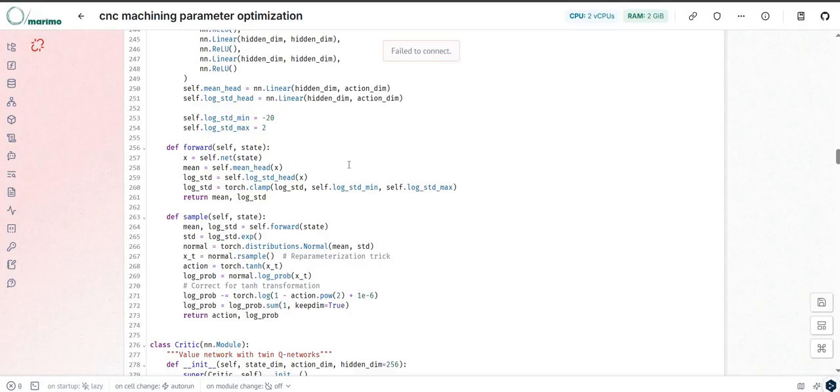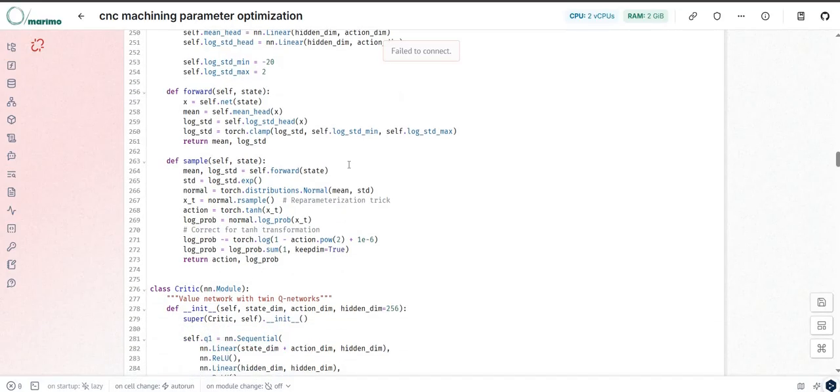The sample function is more involved. It uses the reparameterization trick. We draw from a normal distribution with the given mean and standard deviation, then pass the result through a hyperbolic tangent function, tanh, to squeeze it into the range from -1 to plus 1. That is important because our actions need to map back into the spindle speed, feed rate, and depth ranges. We also compute the log probability of the action with a correction term for the tanh transformation. And this probability is later used when training the agent with entropy regularization.